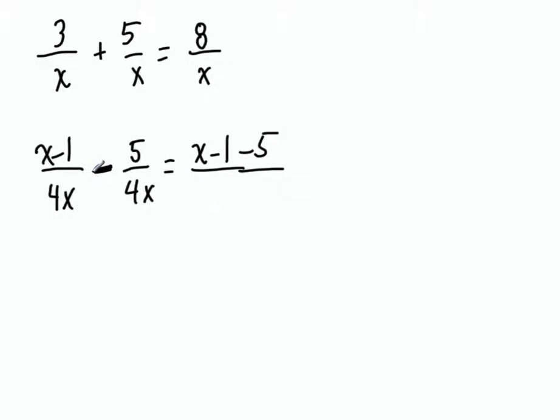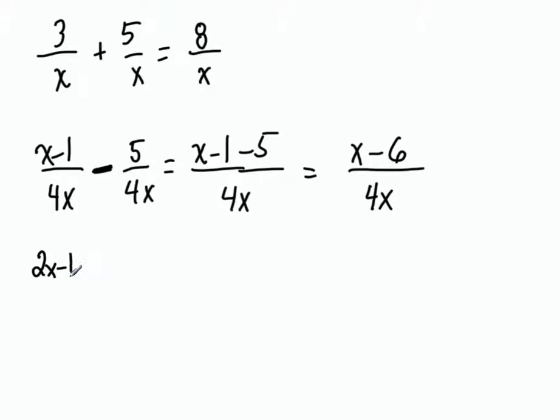Because I'm subtracting. And then what's on the bottom? 4x. What does the top simplify to be? x minus 6 over 4x. Can I reduce here? No, because I have a subtraction and the x's won't cross out that way. Boom. All right, let's see if you can do this one.